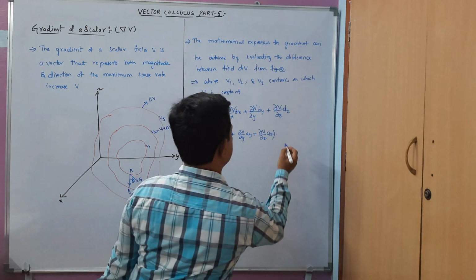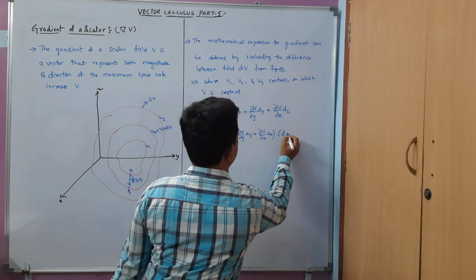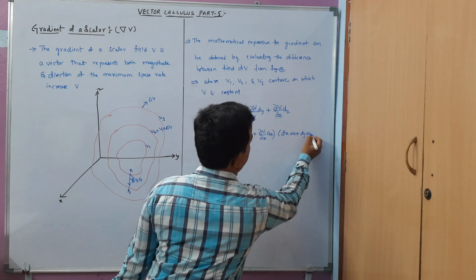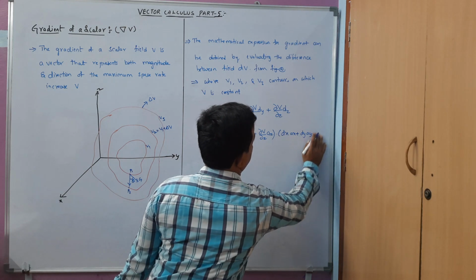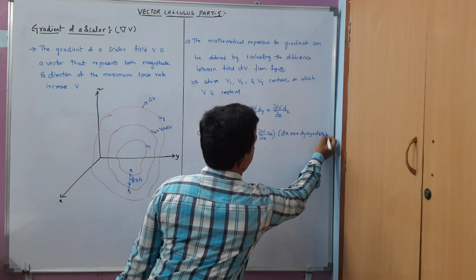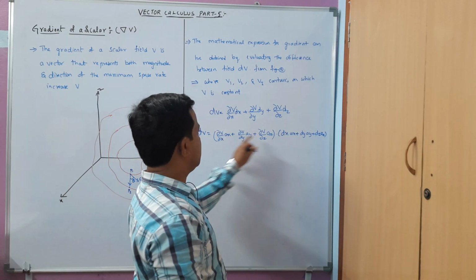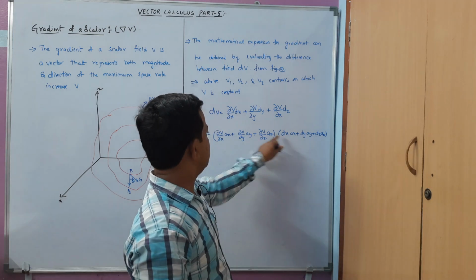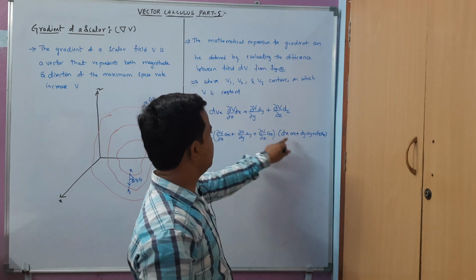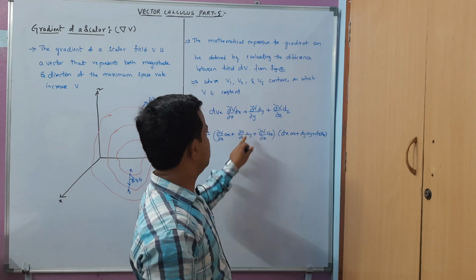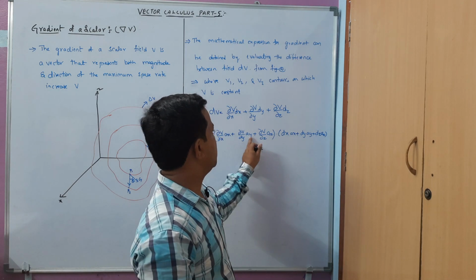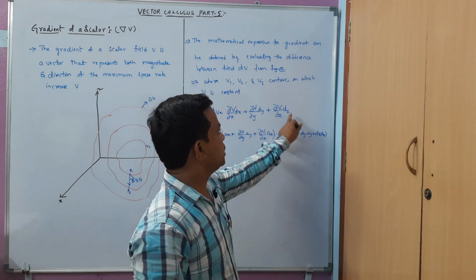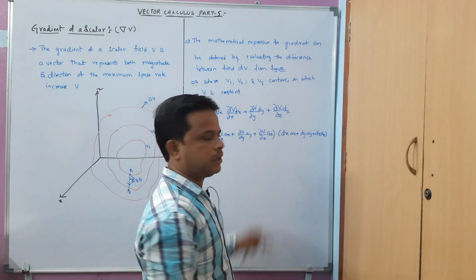I will take the displacement vector here, dx Ax plus dy Ay plus dz Az. Okay. So now if I take the dot product of these, I will get the same. Ax dot Ax is 1, and ∂V/∂x into dx, again we will get the same. Next, ∂V/∂y into dy, and Ay dot Ay is 1. So ∂V/∂z into dz, okay, Az dot Az is 1.